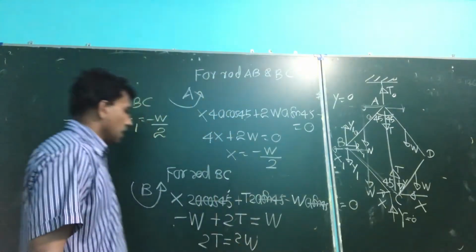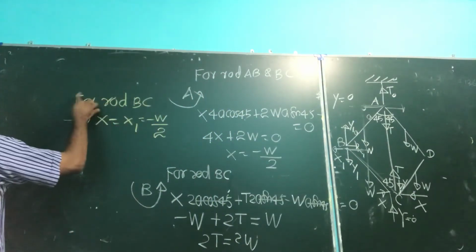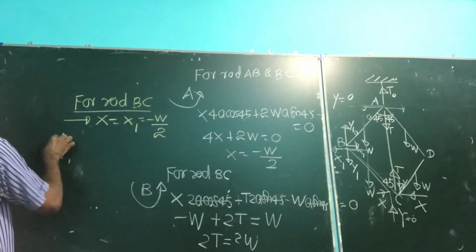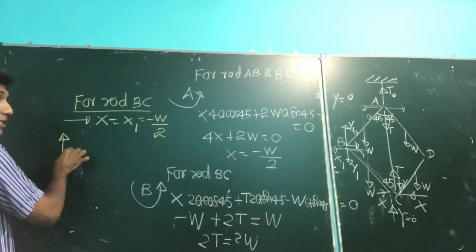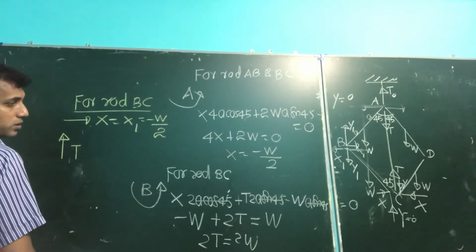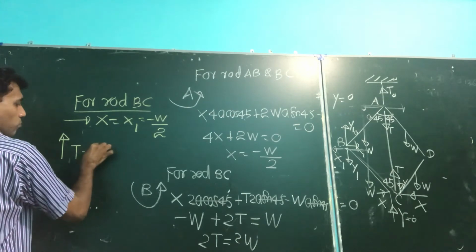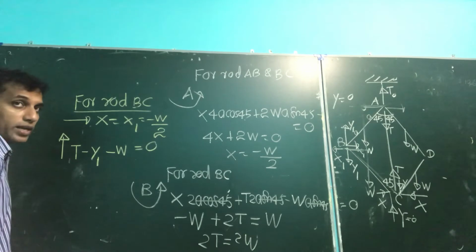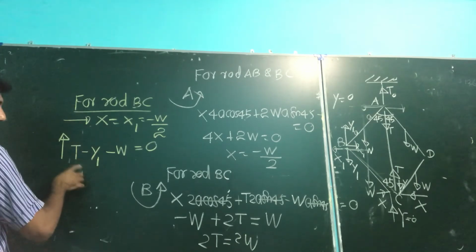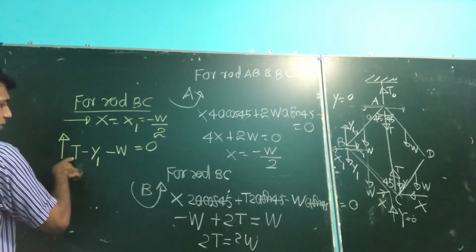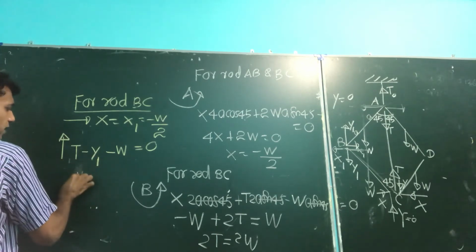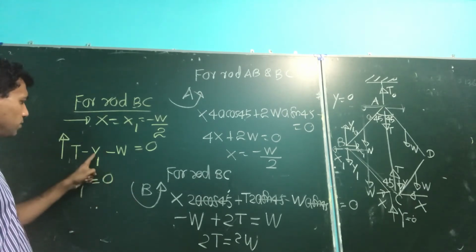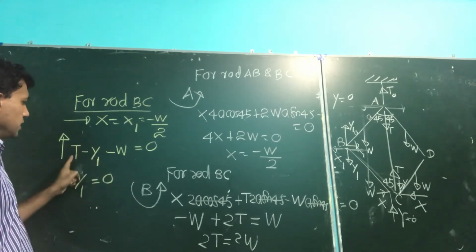Or otherwise, the same thing for rod BC: horizontal, vertical downward, vertical upward. What is that? T up, Y1 down minus, W down minus, equal to 0. Y is 0, right? You know the T answer is W. So if you simplify it, Y1 is 0. Check the value: Y1 is 0. T is W.